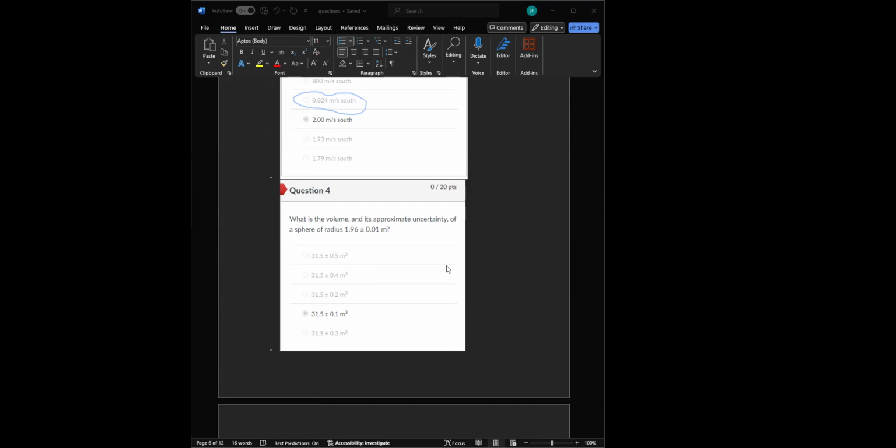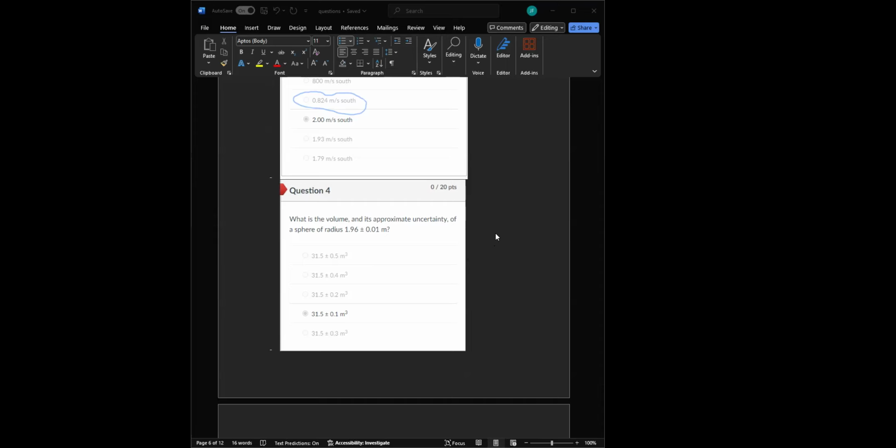I think this one, the fact that we got... no, that can't be right. I was getting ready to say that 0.00317 uncertainty suggests it should be rounded to 3 decimal places instead of 1, but that was bad arguing or bad thinking on my behalf. I suspect, I hope he's not doing this, but I think he is. What is the volume and its approximate uncertainty of a sphere of radius this?